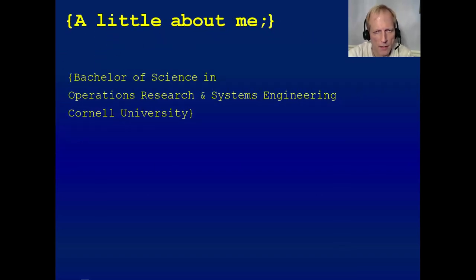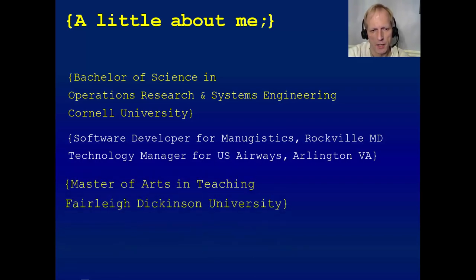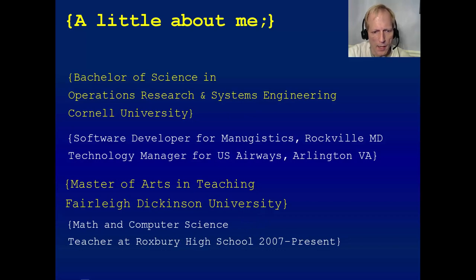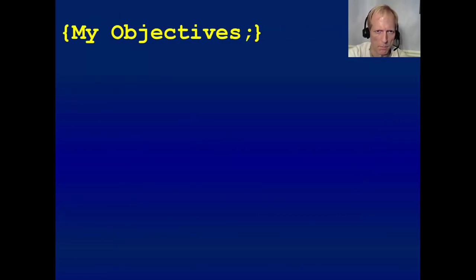I have a Bachelor of Science degree from Cornell University in the engineering discipline. I was a software developer for Manugistics in Rockville, Maryland, and a technology manager for U.S. Airways in Arlington, Virginia for many years before becoming a teacher with a Master of Arts in Teaching from a local school in New Jersey. I've been teaching here at Roxbury High School since 2007, so I'm in my ninth school year. I'm also the advisor of Roxbotics, which is the Roxbury robotics team.